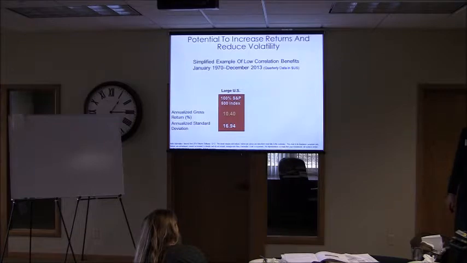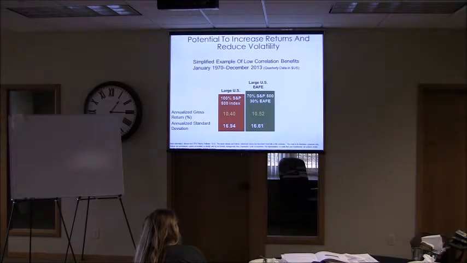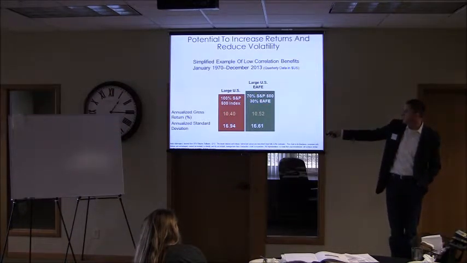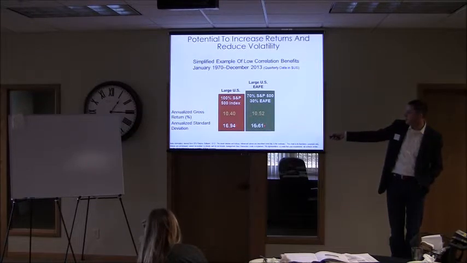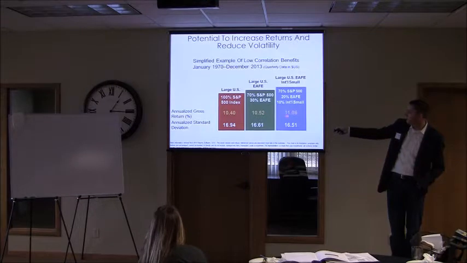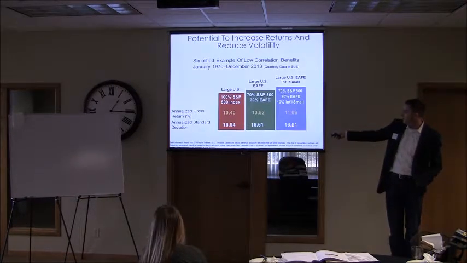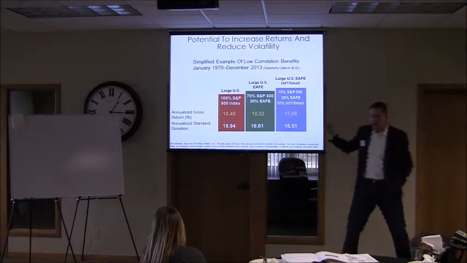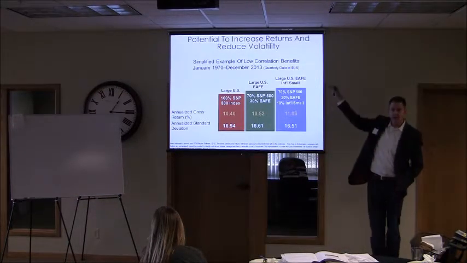So we take the 100% S&P 500. You have an annualized gross expected return of 10 and a standard deviation of risk that's pretty high at 17. If you add international, 30%, so now you have 70% US, 30% international, you see the return go up, you see the risk go down. You add small international, only 10%, the return goes up even further, and the risk goes down even further.